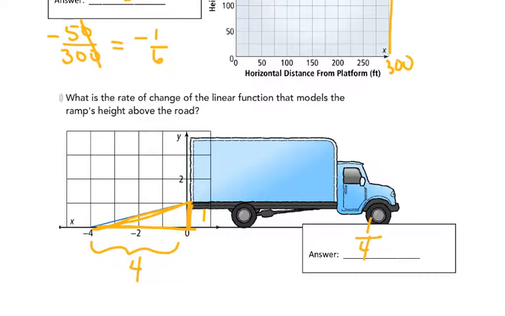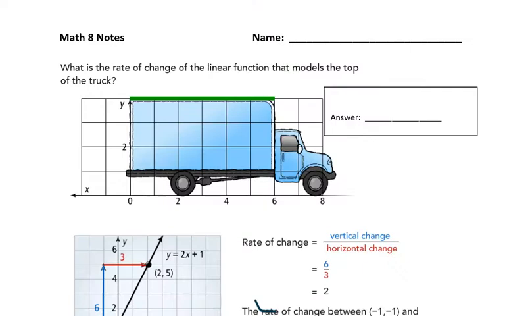All right, let's go on to the next page. On your notes, it's a little hard to see what line we're talking about. What is the rate of change of the linear function that models the top of the truck? We're actually talking about this line here that's in green on the screen. It's hard to see it on your notes though, so make sure you know what line we're talking about.